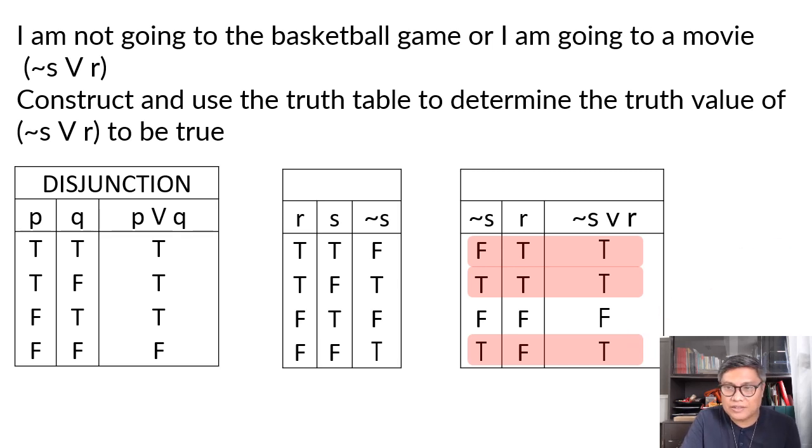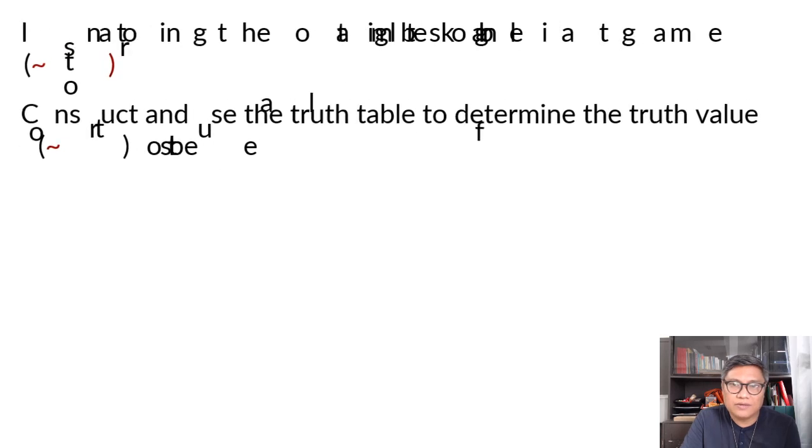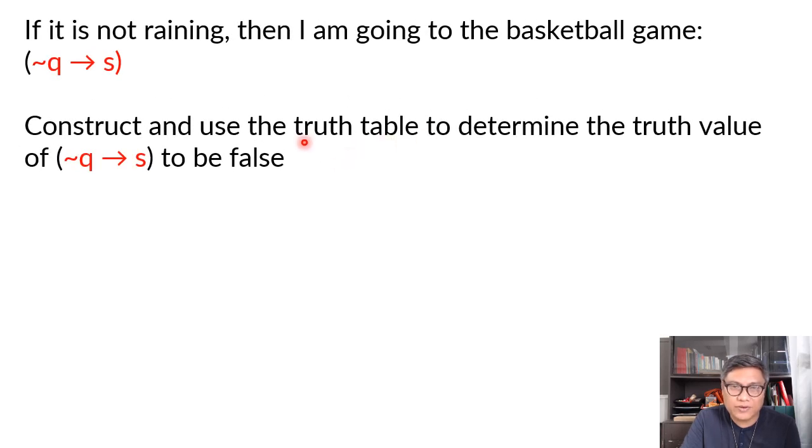Then we have another one. If it is not raining, then I am going to the basketball game. This is represented by this compound statement in symbols: not Q, then S. Here you have to construct again a truth table, but you are going to find out that the result is a false statement. So, what makes this a false statement? That's what we're going to find out.